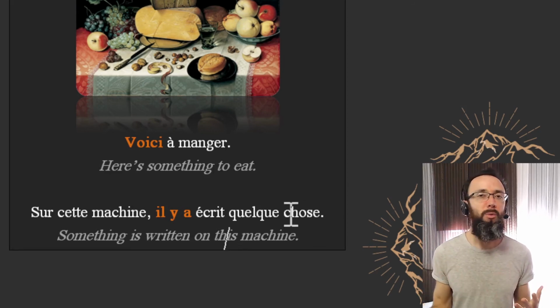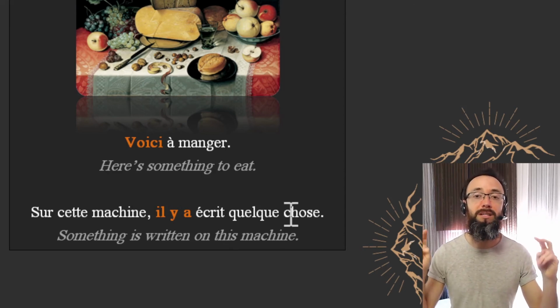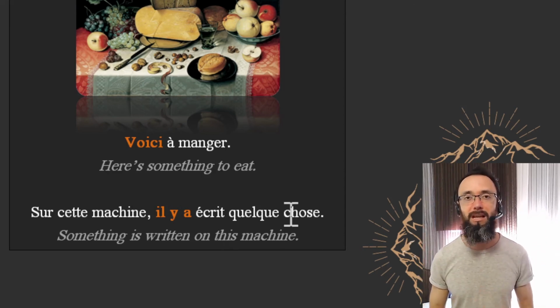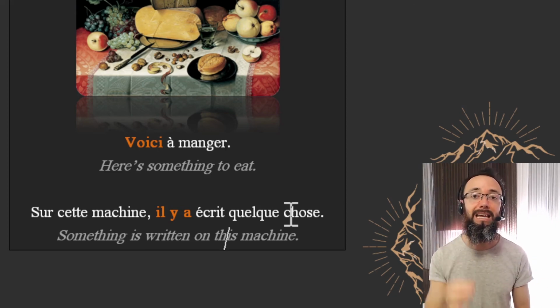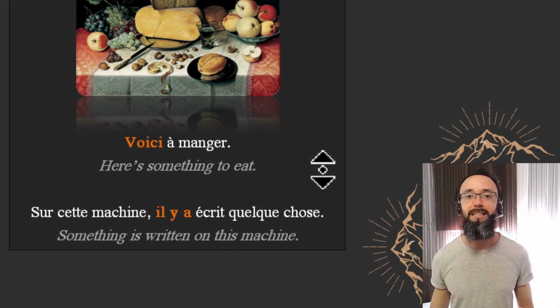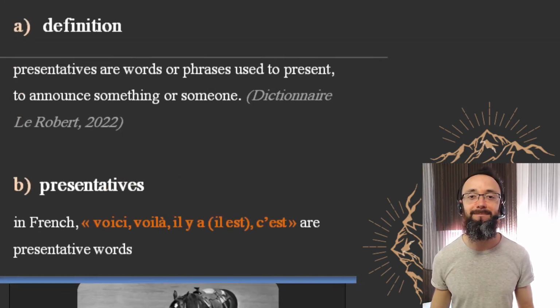But would you say that in English? Would you say on this machine there is written something? This doesn't sound English to my ears. Does it to yours? In French it is sur cette machine il y a écrit quelque chose. It makes sense. We can now sum up the content of this lesson.